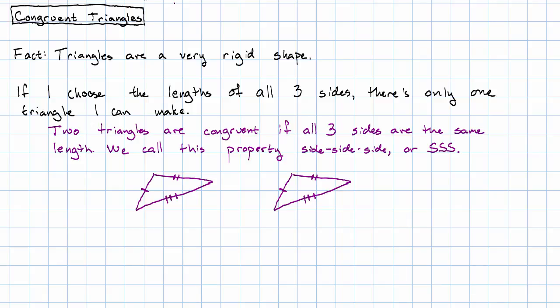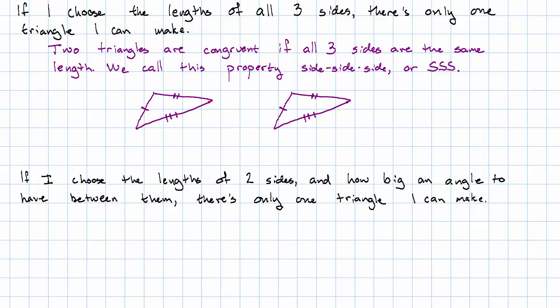Okay, there are other ways, though, that we can come up with just one triangle. If I choose the lengths of just two of the sides and how big an angle to have between them, there's only one triangle I can make. So I'm going to draw an example down here. I'm going to choose to have one side that's two squares long, one side that's three squares long, and a right angle between them. Well, the only way I can make a triangle is by connecting these dots. If I do the same thing over here, these triangles are congruent. Again, these two sides are the same length. These two sides are the same length. We can phrase that in terms of congruent triangles as well.